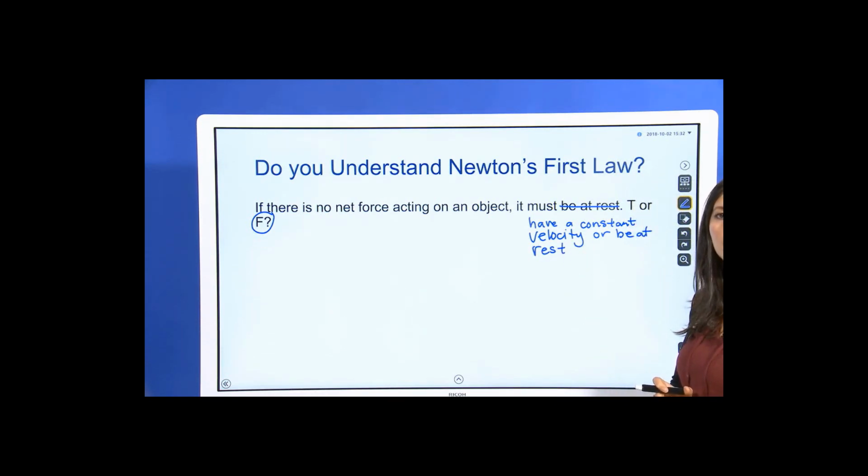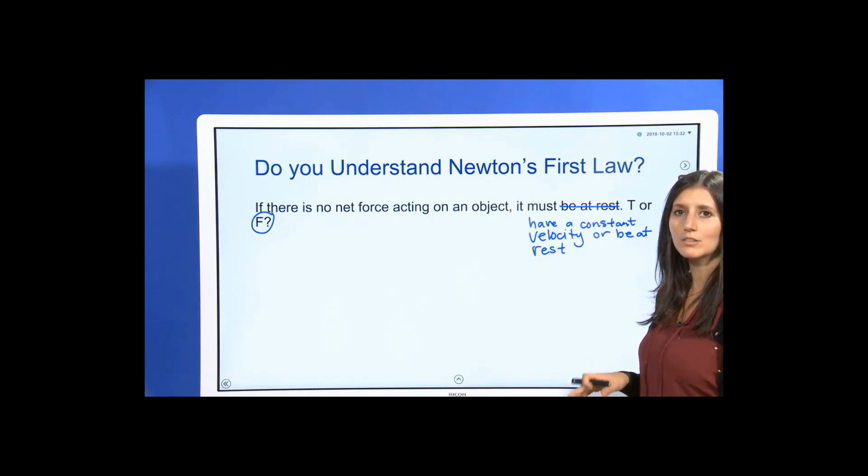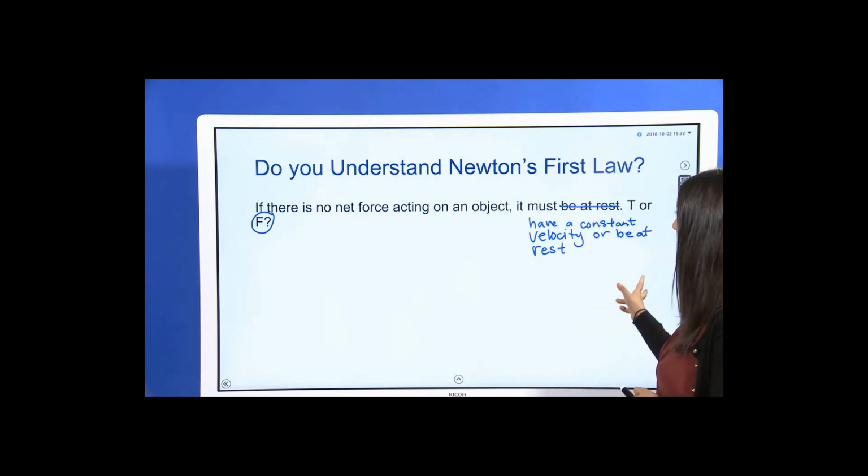Okay, so if an object has no net force acting on it, then that means it either has a constant velocity or it's at rest. It doesn't mean it has to be at rest. So that's why this statement was false.